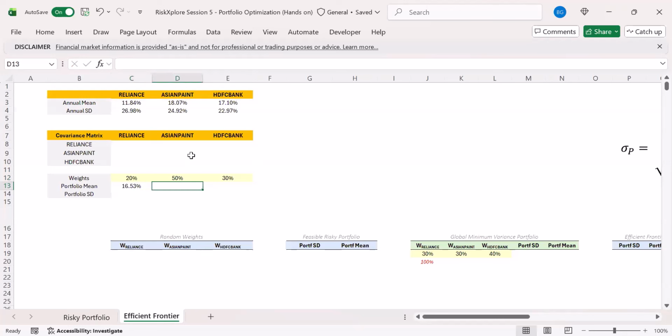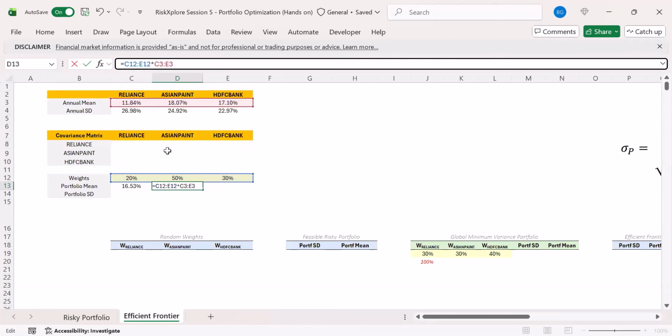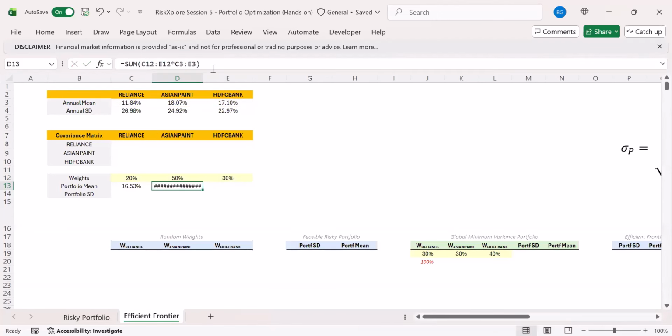The other way to do this, if you have Office 2021 or 365, is equals to, simply we can multiply the weights by the annual mean of each of the individual stocks, and then we have to take the sum of this resultant array.